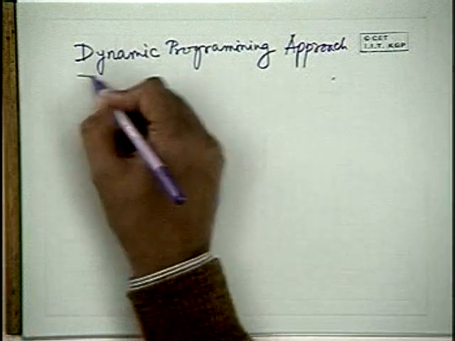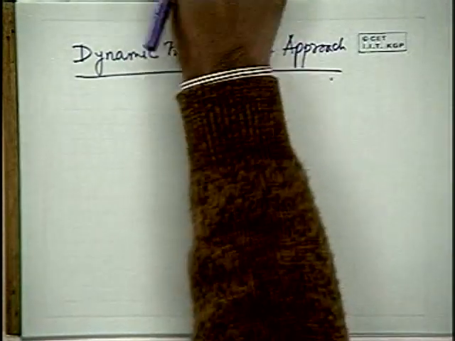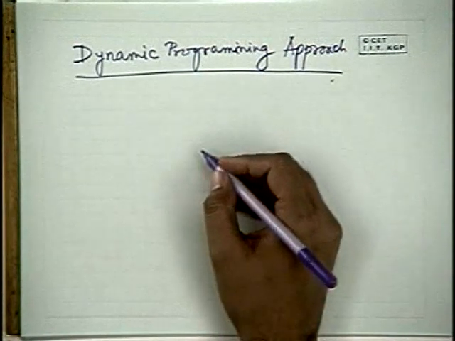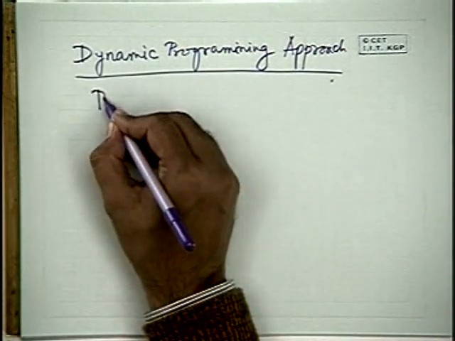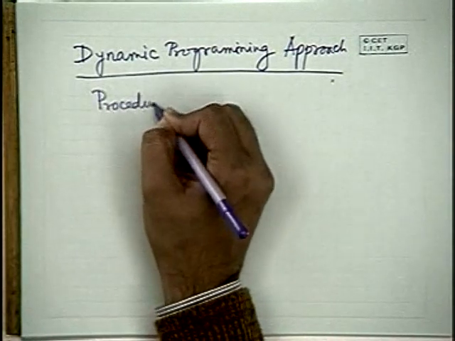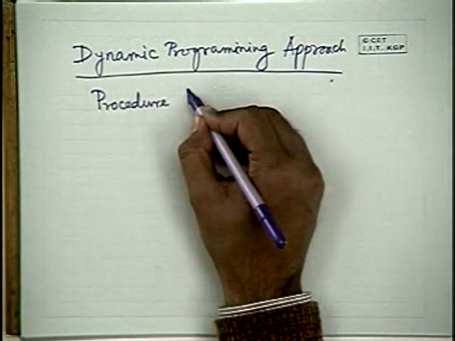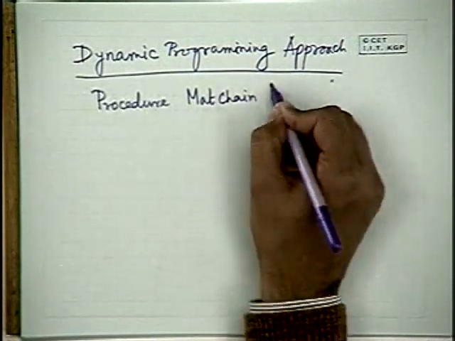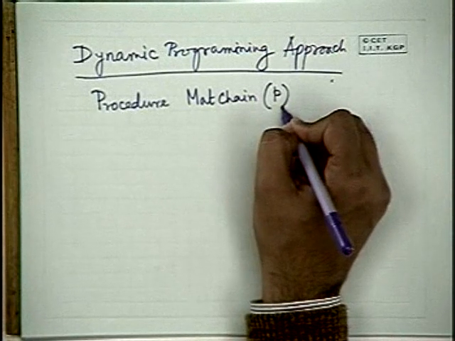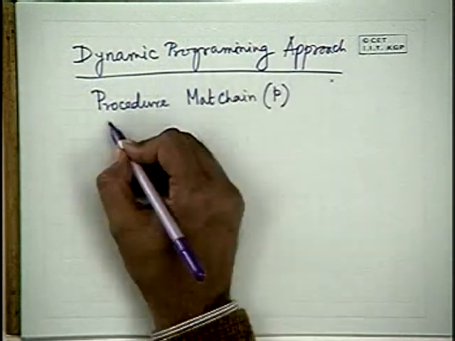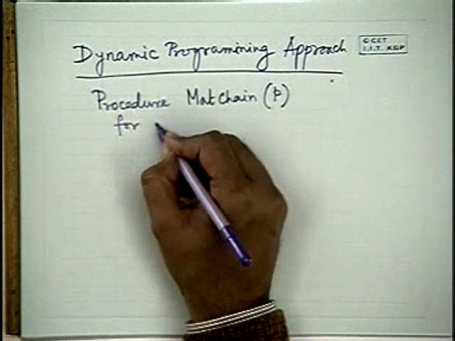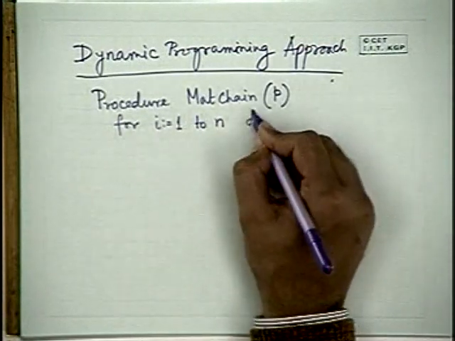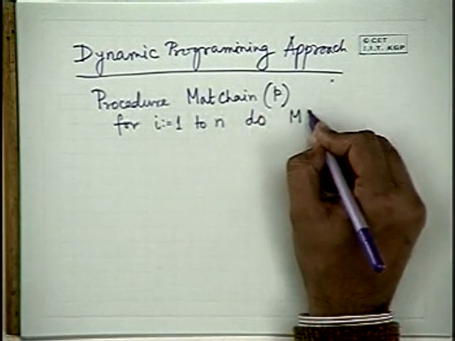So what I will do first, I will write down the algorithm for you, okay. Then I will explain what it is doing. So let me first write down the algorithm. Again its input is the array P. For I is equal to 1 to n do m I, I.